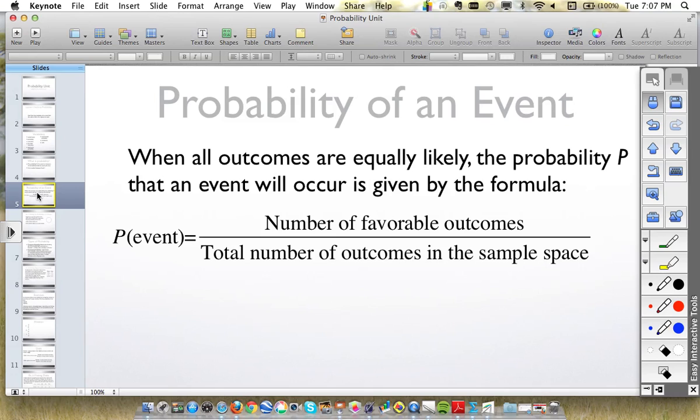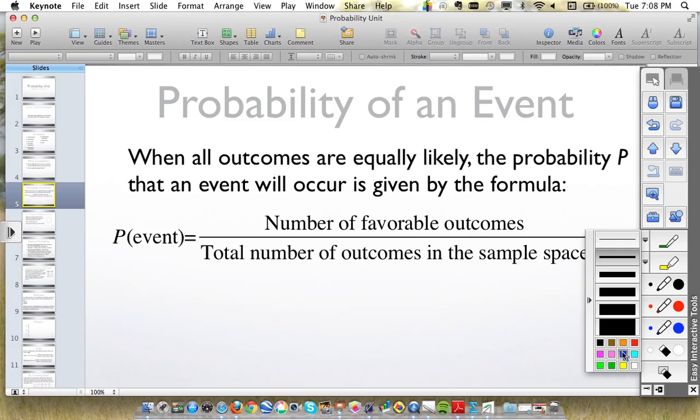All right, the probability of an event when all of the outcomes are equally likely. Equally likely, that is very, very important here. The probability that an event will occur is given by the formula: probability of the event is equal to the number of favorable outcomes over the total number of possible outcomes in the sample space. Now, generally speaking, when you're trying to find the probability of an event happening, you want to know what are all the possible events.